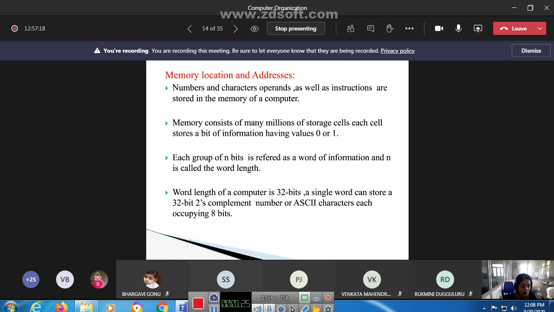What does it mean? In each cell we use a bit of information. If we group those bits in a fixed size, it is called a word length, and it will be one word. The memory is organized as a group of n bits that can be stored or retrieved in a single basic operation. Each group of n bits is referred to as a word of information.